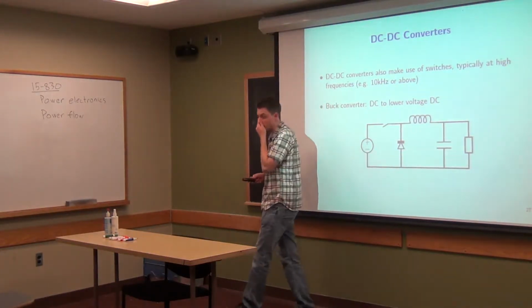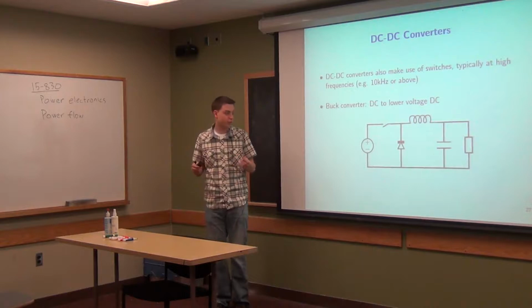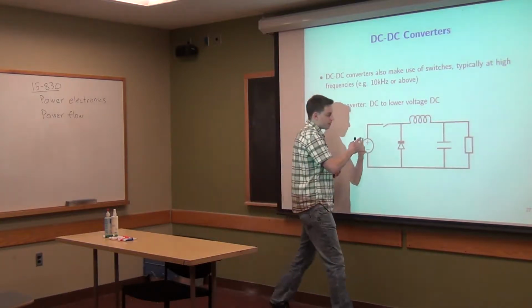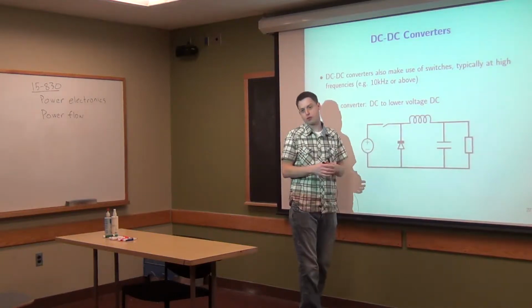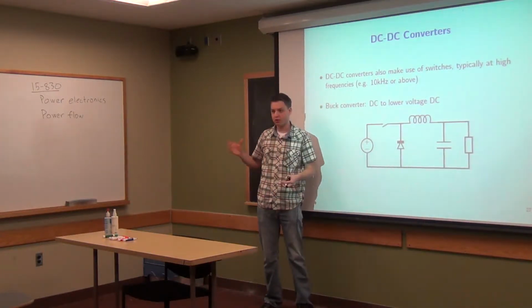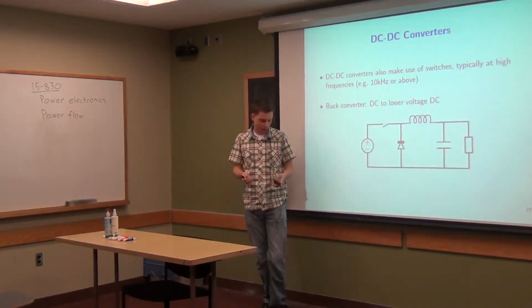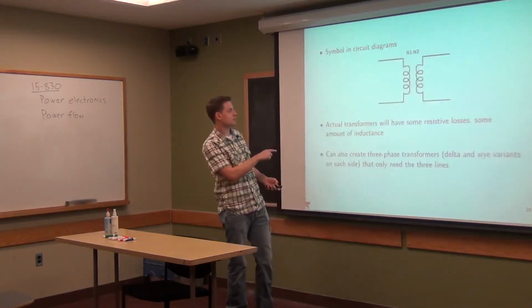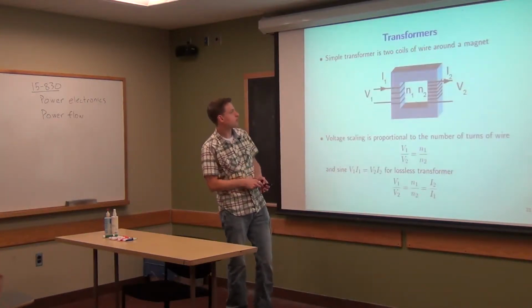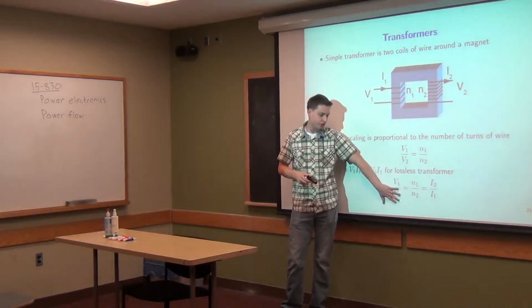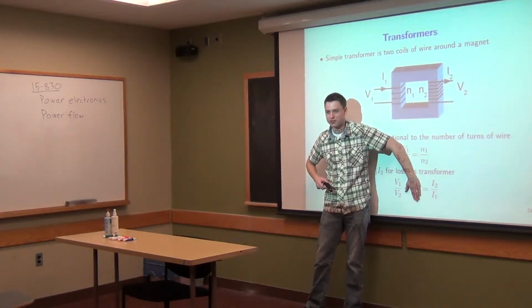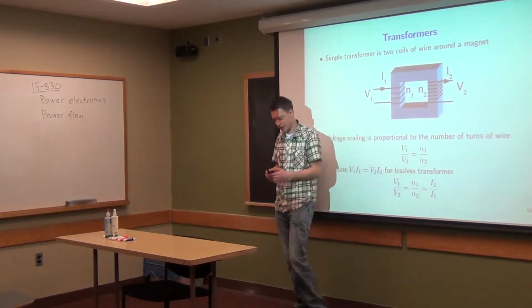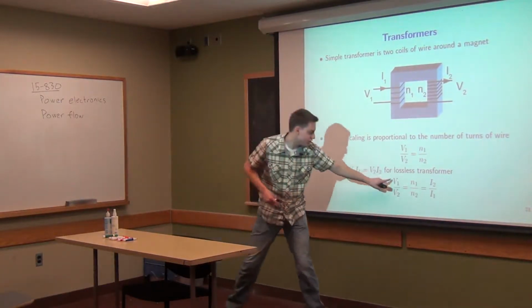But in the ideal case, the product of voltage and current has to be the same in both, so the ratio of voltages is the inverse of the ratio of the currents. That's just the same equation I wrote back here several slides ago on transformers. You still have all these equations. This middle one doesn't apply anymore, because that's about the number of turns around the wire. That's not how you do it anymore. But this ratio here still holds.